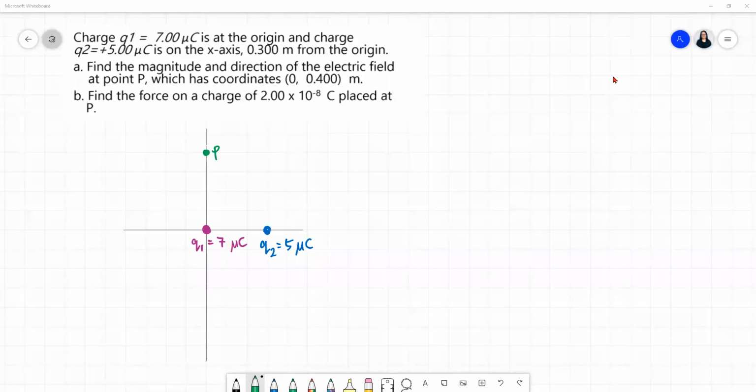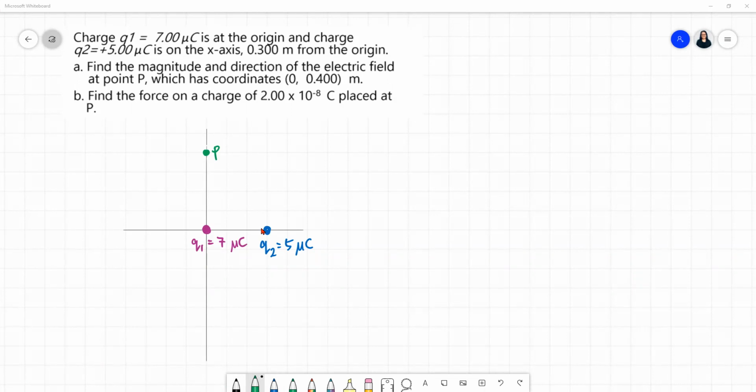So this is an example for electric field. The charge Q1 is 7 microcoulombs and is at the origin, while charge Q2 is 5 microcoulombs and is on the x-axis 0.3 meters from the origin. So you can see here Q sub 1, which is in violet, and Q sub 2, which is in blue.